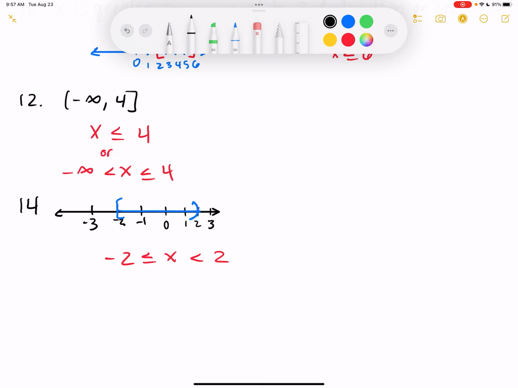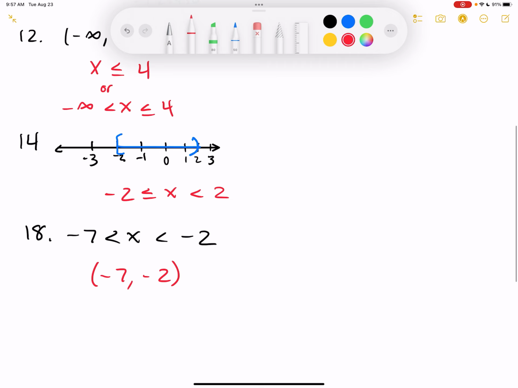All right, the next one, use interval notation to describe the interval of real numbers. So that means you're writing it how the problem in number 12 was given to you. With 18, we have negative 7 less than x less than negative 2. So how would that get written? Negative 7, comma, negative 2, parentheses. Yep. I overthought that. I did too. It seemed a lot more complicated.